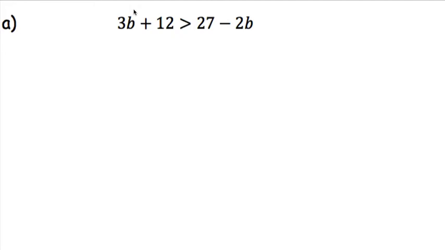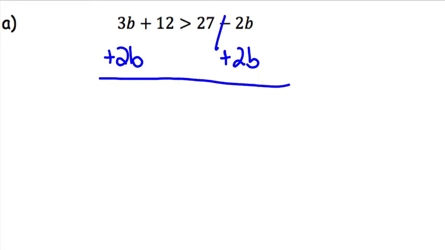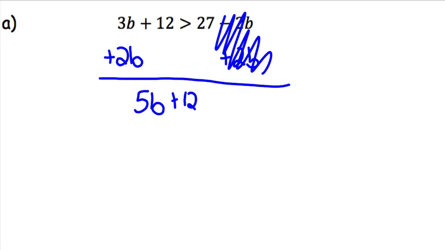So, like I like to do is I like to move my variables over to the left all the time. So I'm going to move this 2b over. It's a negative 2b, so I would do the opposite and add 2b. So add 2b to both sides. Negative 2b plus 2b is 0, so they're gone. Left-hand side, I get a 3b plus a 2b gives me a 5b. Bring down my plus 12 is greater than 27.